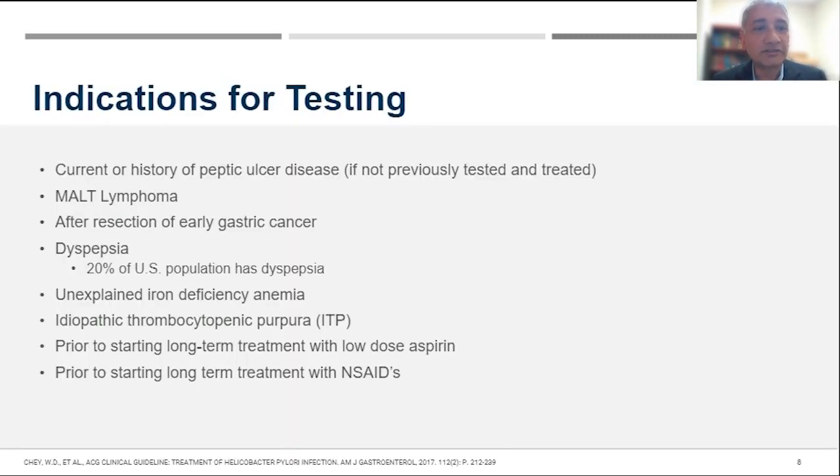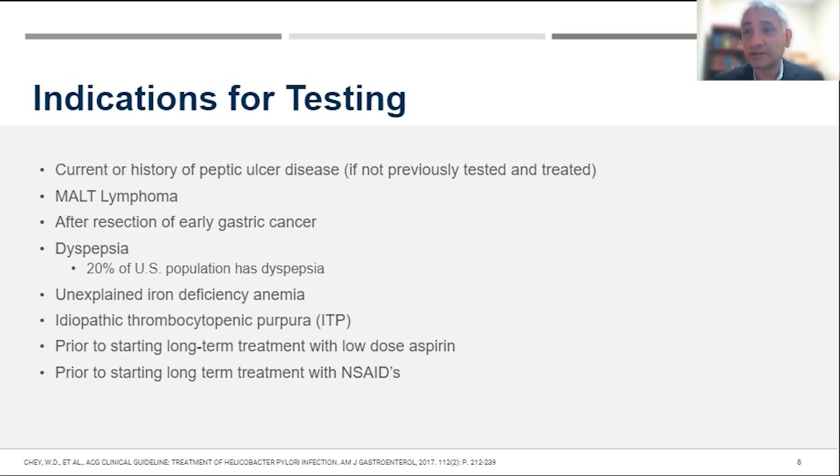The American College of Gastroenterology has issued various guidelines around H. pylori, and one of the guidelines addresses indications for testing. We have the ability to test for H. pylori, but who would be the ideal candidate? Who are the individuals that we should target for testing?